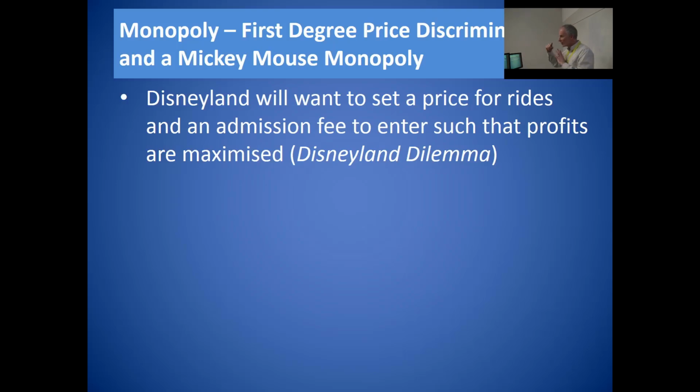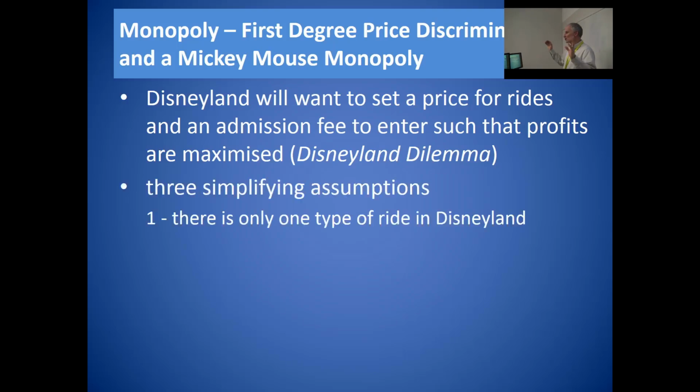Well, what we've done here, the way that these theme parks resolve this, is by using this principle of perfect price discrimination. So, what we're going to do is run through the so-called Disneyland dilemma. How do you set two different prices such that you maximise profits? But what we'll do is, to make it nice and simple moving forward, we'll make three simplifying assumptions.